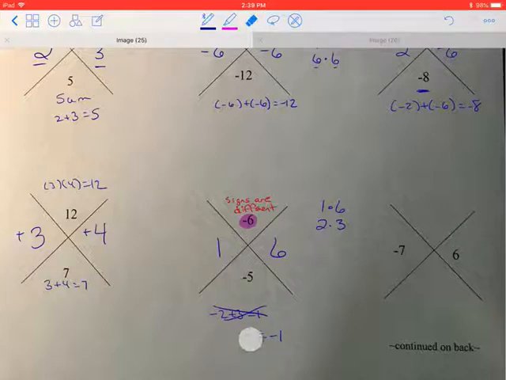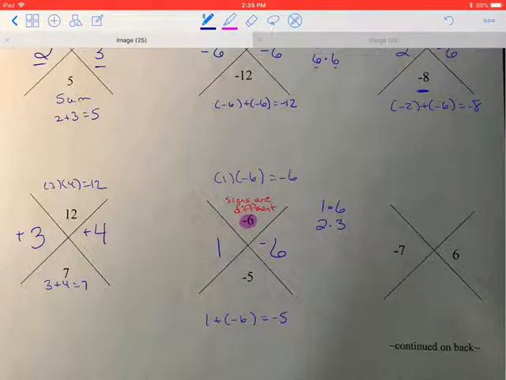Okay, let me erase all this. All right, so if I want to make my 5 negative, I need the bigger number to be negative. That way 1 plus negative 6 equals negative 5. And then 1 times negative 6 gives me negative 6. So that works out. I know I got the right numbers.